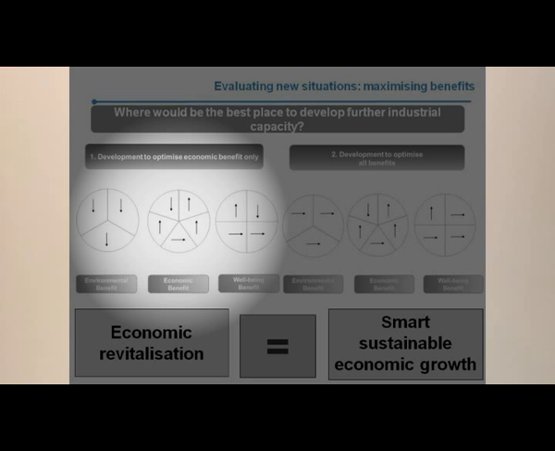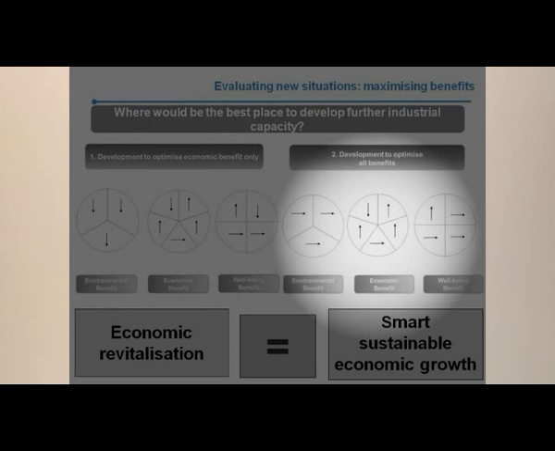You know that you're looking at a development to optimise benefits here. When you know what you're looking at, you can develop to optimise the benefit. You can negate environmental disbenefit and place your development on an area of land where it's not going to have such a marked effect. You still have the economic benefits, the well-being benefits, but you've taken away the negative environmental effects. This is all about economic revitalisation and smart, sustainable economic growth.